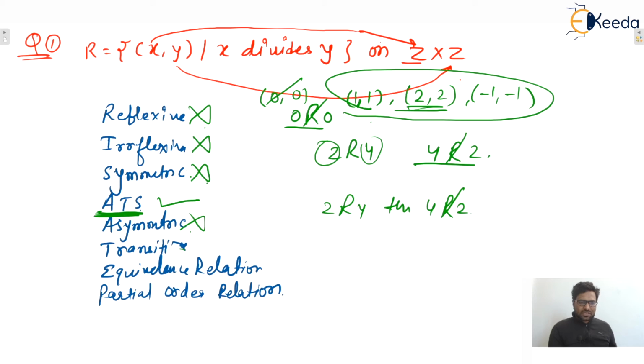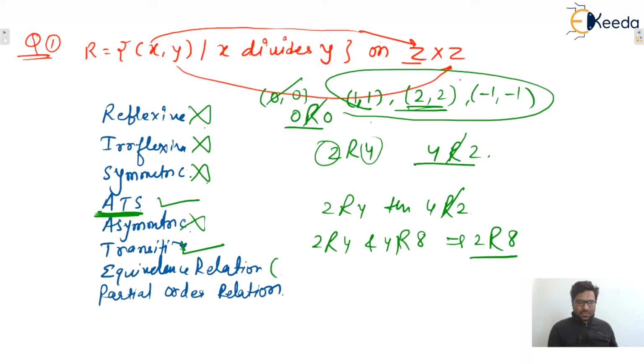Now whether this one is transitive or not, yes, this is transitive. Let's say 2 divides 4 and 4 divides 8, then 2 will also be related with 8, because 2 divides 8. Yes or no? So transitively, this will be possible.